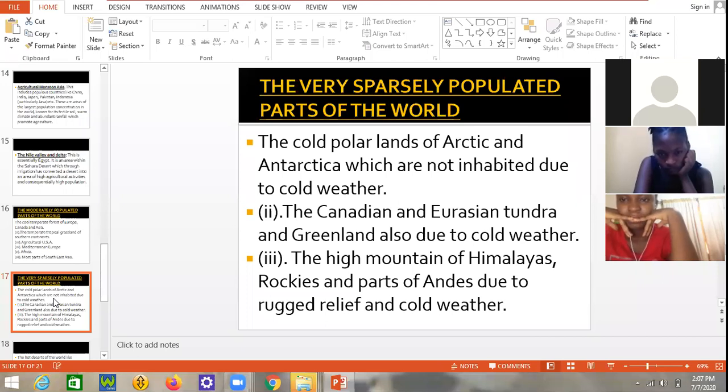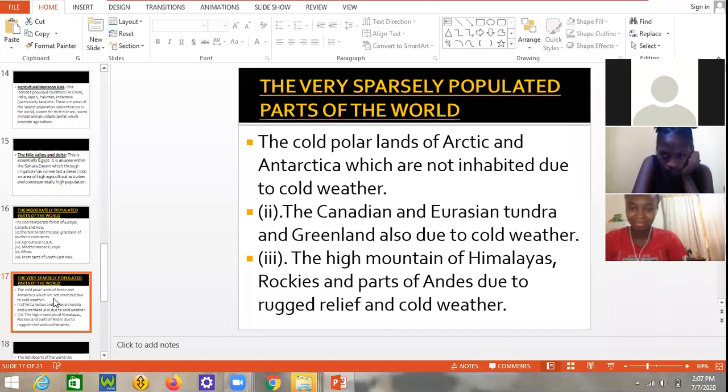Number two, sparsely populated area of the world, the Canadian tundra and Greenland, also due to cold weather. Number three, the high mountains of the Himalayas, the Rockies, and parts of the Andes, due to rugged relief and mostly cold weather. All these places where the population is very few, it is majorly because of the weather.